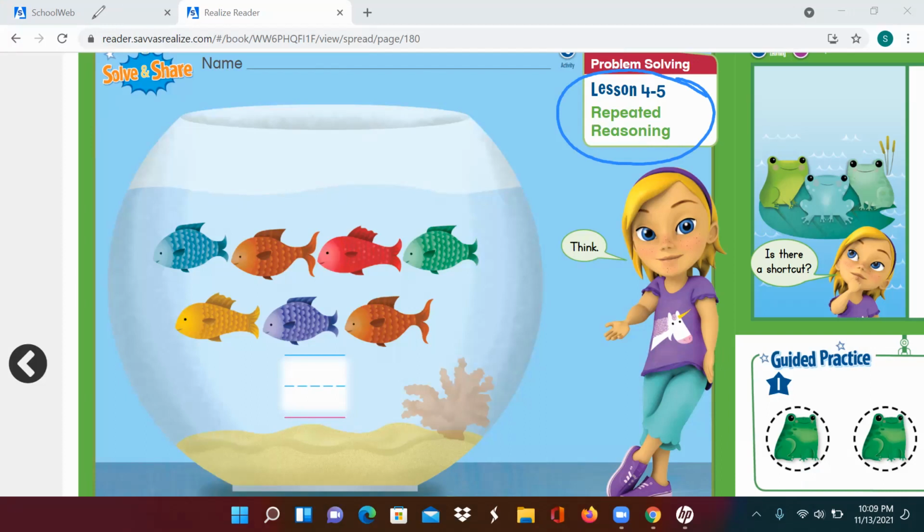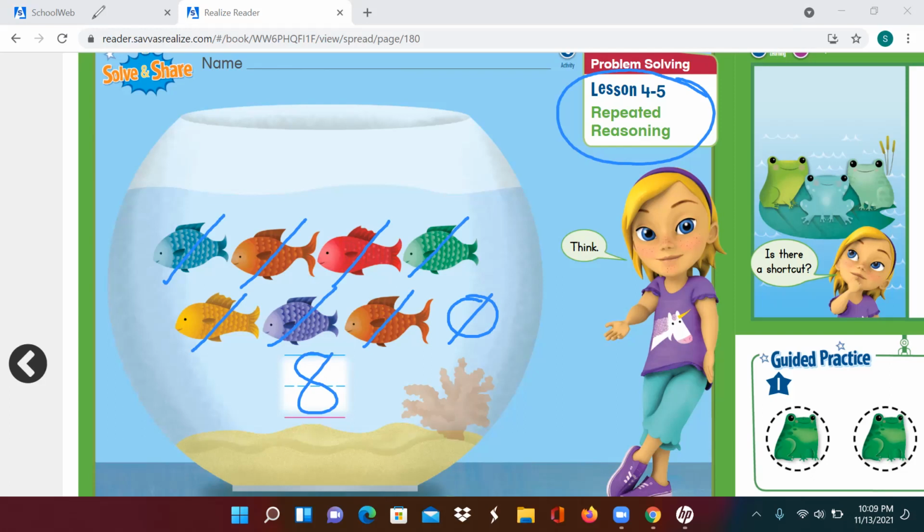So Emily is going to add one more fish. So let's draw in one more counter, and that will be one more fish. So now we want to count the total number of fish, including the one we added. So I'm going to mark each one. 1, 2, 3, 4, 5, 6, 7, 8. Now there are 8 fish.